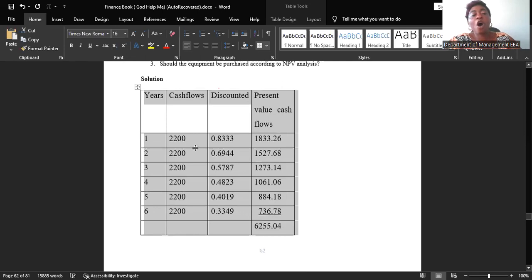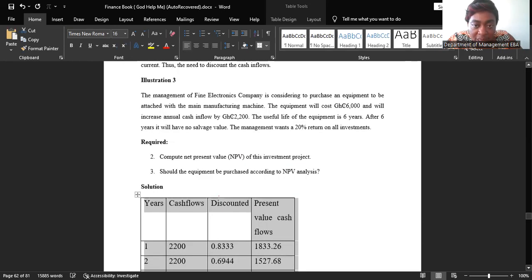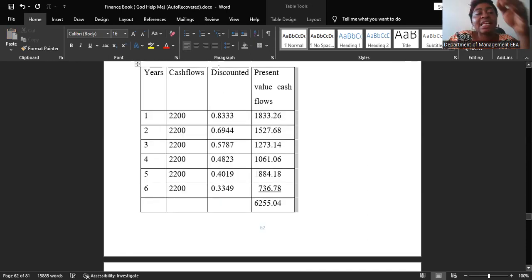First of all, the useful life is 6 years. So we open our table. The first column on the vertical line is the year, and we record the years. From the question, the cash flow is 2,200, an equal cash flow each year. Now, after you've written the cash flow, in some questions it will not be equal, so take note of it. Then we multiply by the discounting factor.